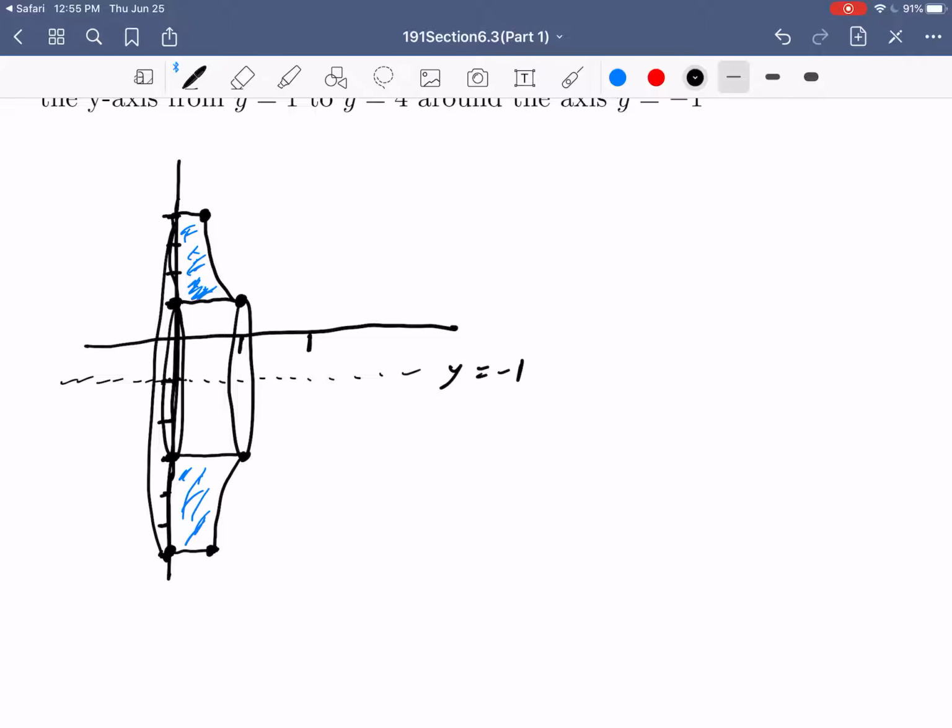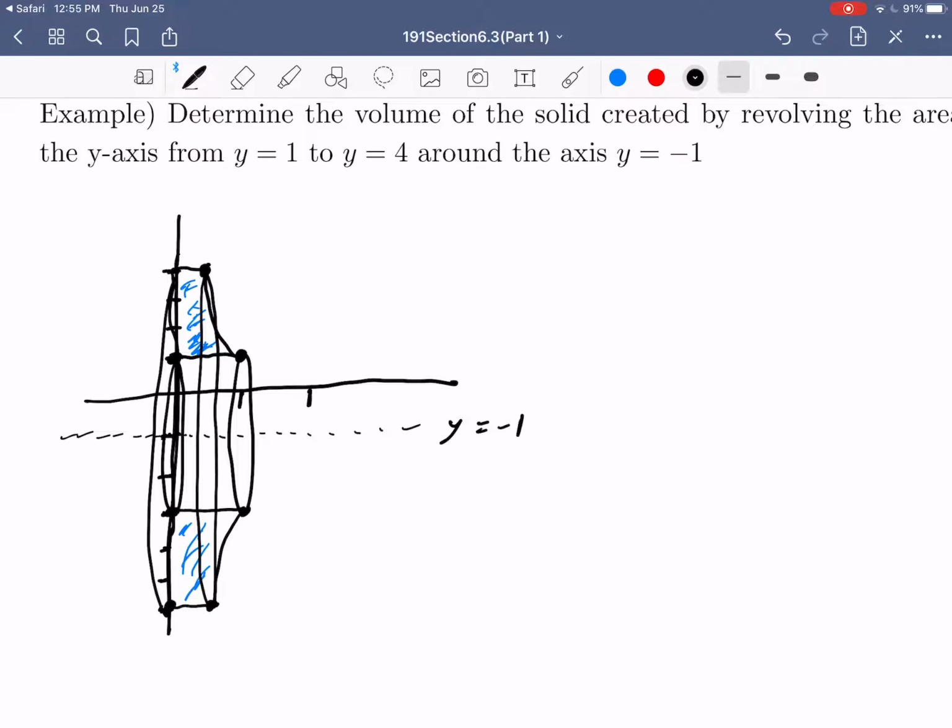In the future, I'm probably going to stop drawing in the 3D thing because I find that it makes it a little messy. I prefer just the region and its mirror image. But let's go ahead and try to actually go through this.